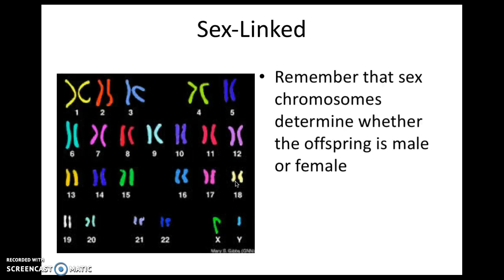But here we go. Remember that sex chromosomes determine whether the offspring is male or female. If you take genetics with me, Miss Mueller, we'll learn that things are not so clear-cut or black and white, especially when it comes to chromosomes and male and female. But we all have a collection of chromosomes, and we have certain numbers. Remember that we have 23 pairs: 1, 2, 3, 4, all the way to 21, 22, and 23.